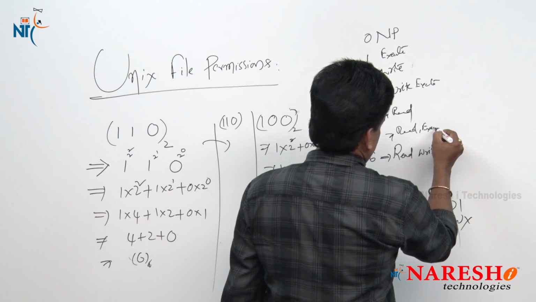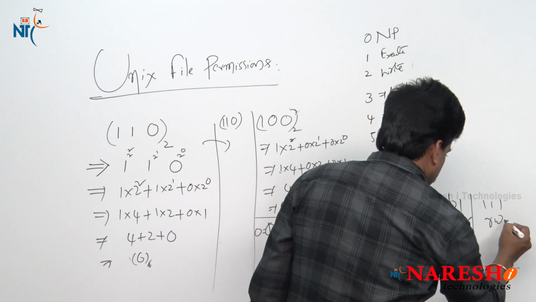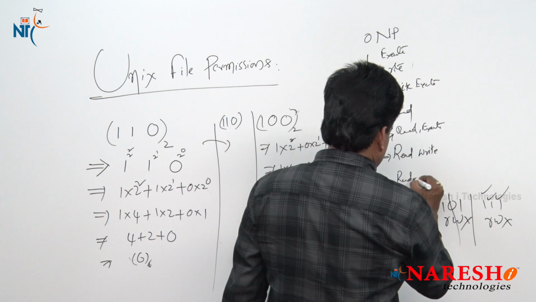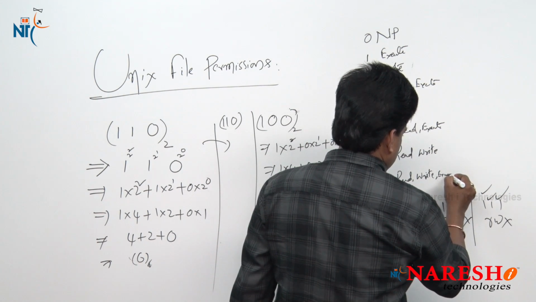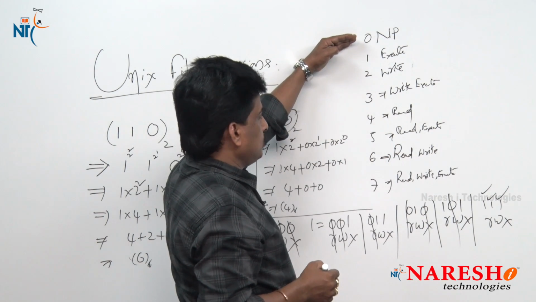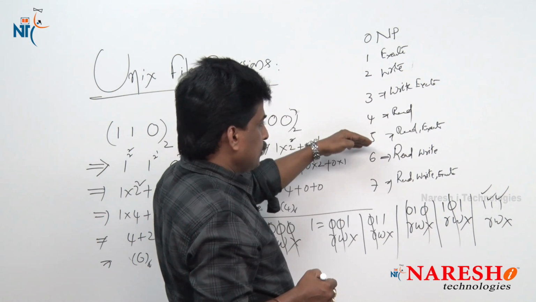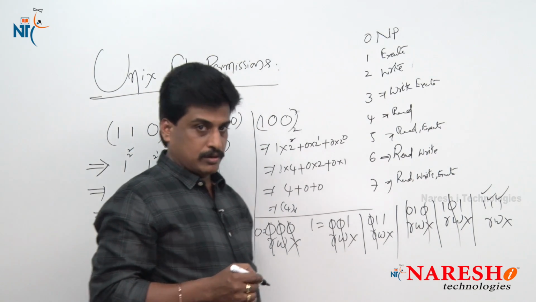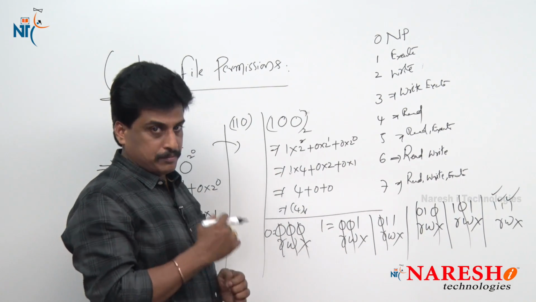Read, execute. Finally, 7. 7 means 111. RWX: read available, write available, execute available. Read, write, execute. 3 permissions available here. So 0 no permission, 1 execute, 2 write, 3 write execute, 4 read, 5 read and execute, 6 read write, 7 read write execute. So perfectly we converted all permissions into the octal number system.